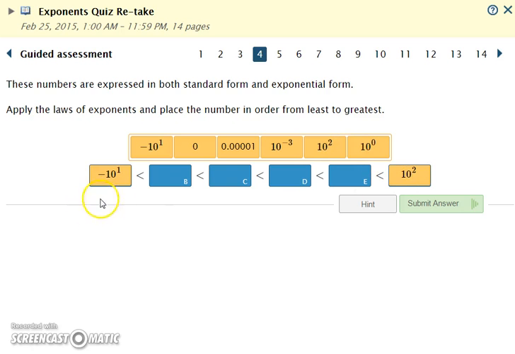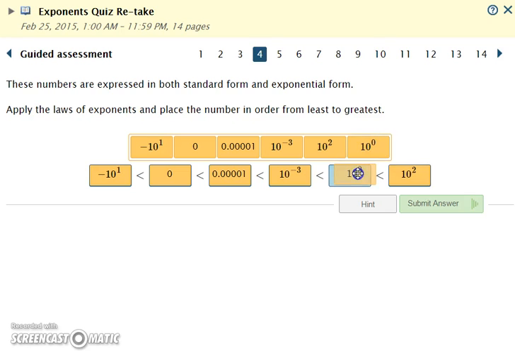All right, so now I've got to look for the other numbers. It looks like 0 is going to be the next one, because all these other ones are positive. Okay, so a negative, and then 0, and now let me start looking for small positives. This has 1, 2, 3, 4, 5 zeros, so that's 10 to the negative 5th, and this is 10 to the negative 3rd. So this is going to be a little bit bigger than this decimal. So here, and then here. And then 10 to the 0 is 1.